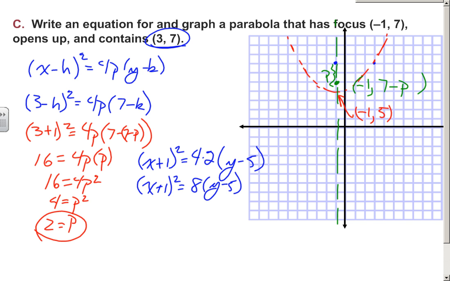And for the graph then, we'll clean this up a little bit and put in some points that we know. We know it goes through the point 3, 7, so let's leave that on the graph. Because of the axis of symmetry, we know it goes through the point opposite that, so since that point is 4 to the right of the axis of symmetry, we can put a point on that is 4 to the left of the axis of symmetry. And we now know that the vertex is the point negative 1, 5. Let's put that on there. And that gives us a pretty good sketch of the graph. If we want the directrix, we can sketch that in.